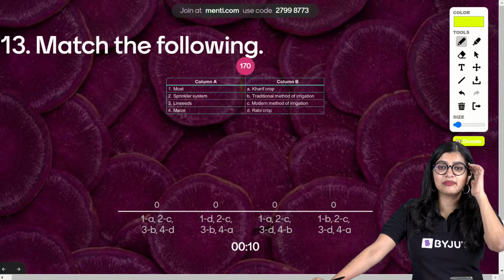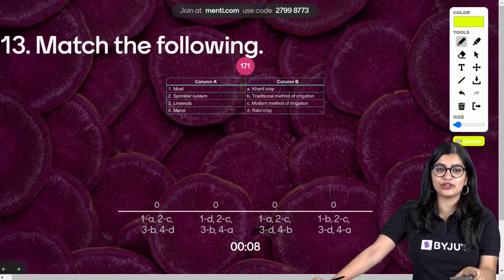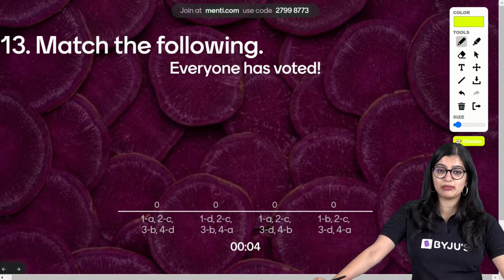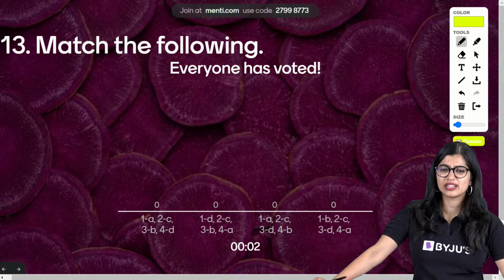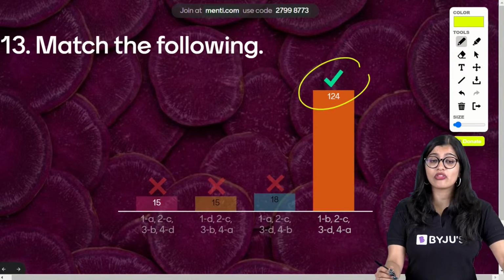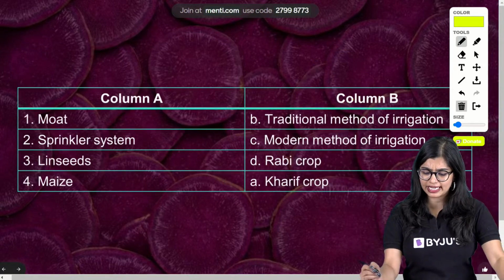Yes, I can see that many of you are very confused, right? Many misclicks. I can also observe that there have been many misclicks. It's okay, Jugal, no problem. But very good. I can see most of you have got the answer. This match the following was relatively easy, right?